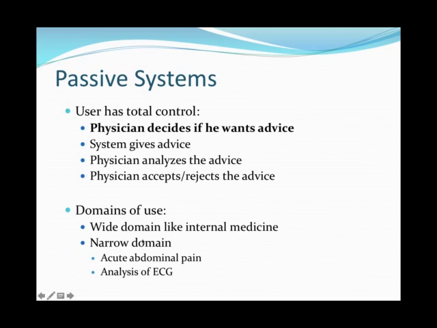But sometimes we could use it for a really narrow domain, like a patient that has acute abdominal pain, or when we're analyzing an ECG. Do we want the computer to help us with the diagnosis, or do we not want it to help us? There are actually some ECG machines that will always give you the diagnosis no matter what, automatically giving you its recommendation. Other ECGs, you might have to tell them, yes, we want you to tell us the information.